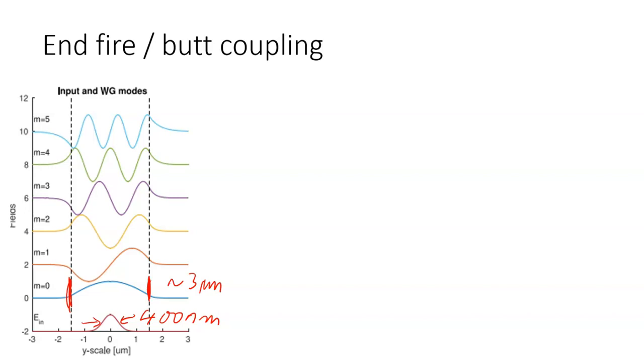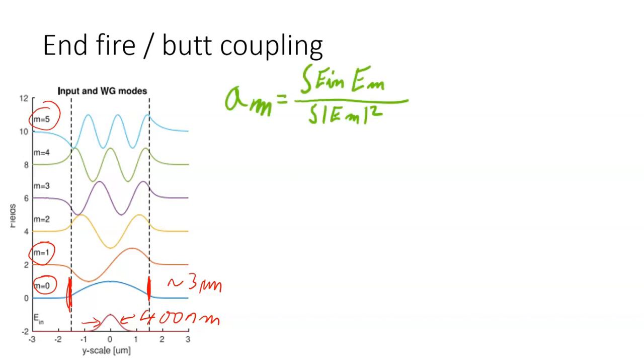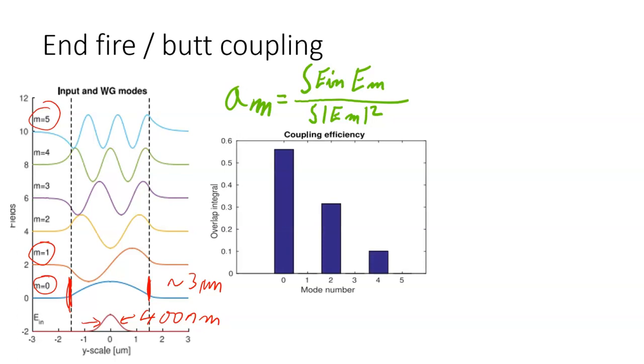Here, 6 first modes of the waveguides are shown: fundamental, first order, and up to 6th order mode. Now we calculate coefficients A_m between the modes and the incident field. And further, we can evaluate the coupling efficiency for each mode. Here we can see that about 55% of the power is coupled to the fundamental mode.